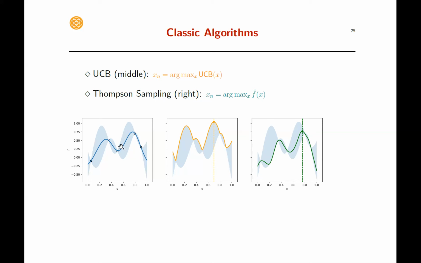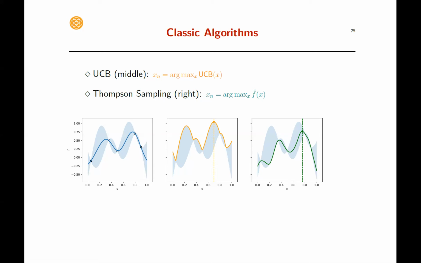Another popular algorithm is Thompson sampling, where we just sample from the belief. So we don't know the true blue line, right? But we can sample from our current belief and create this green line, and then choose the point that maximizes our sample. So these are, I would say, two of the most popular classic algorithms for bandit type of problems. So I will focus on UCB and say a little bit about the analysis of UCB and why this works.